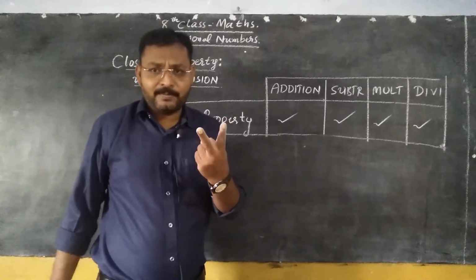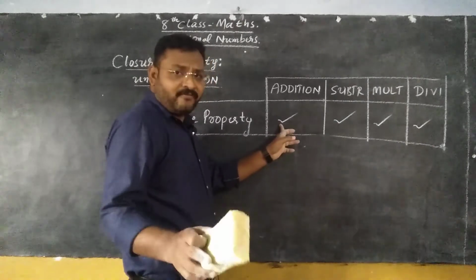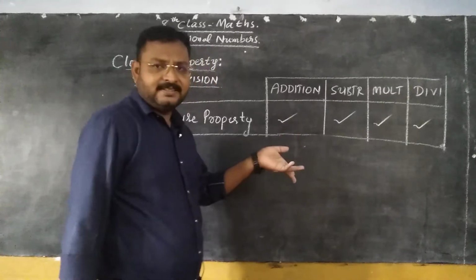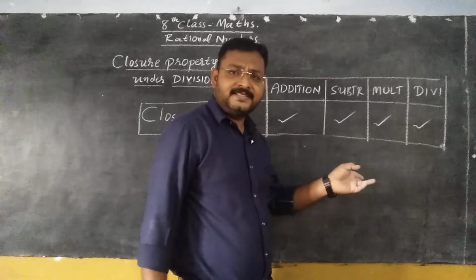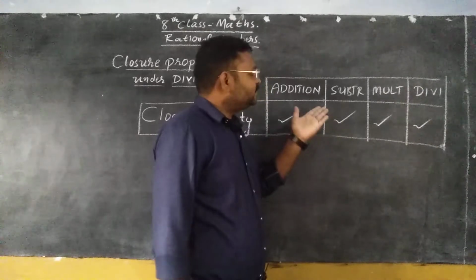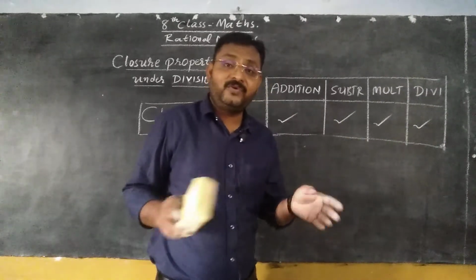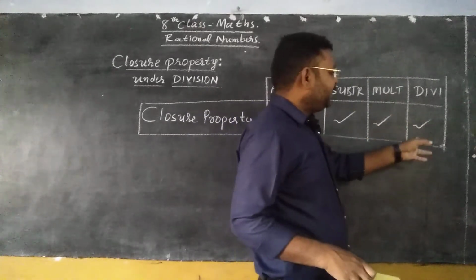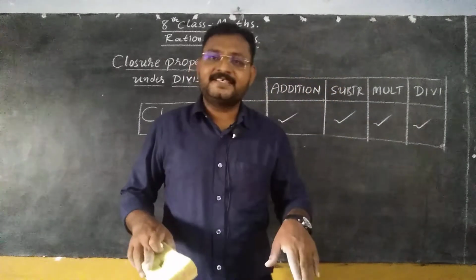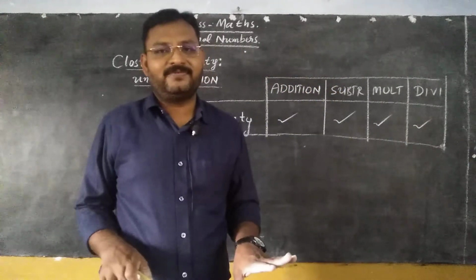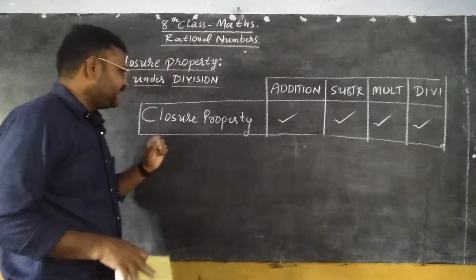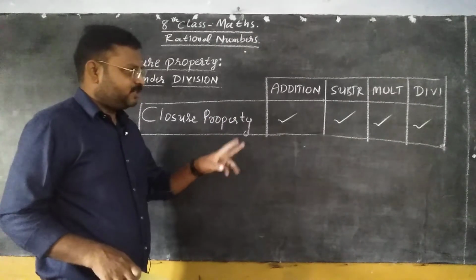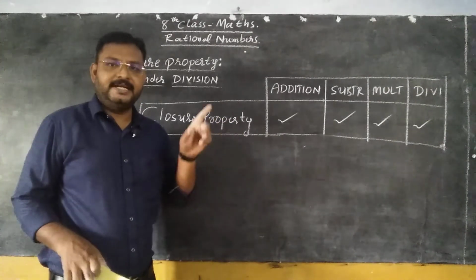Why are we giving right marks for addition, subtraction, multiplication and division? Because they are satisfied. In addition, children, the sum of two rational numbers is a rational number, so satisfied. Subtraction of two rational numbers is also a rational number, so satisfied. Multiplication of two rational numbers is also a rational number, so satisfied. Division of two rational numbers is also a rational number, so it is satisfied. So the table says that closure property is satisfied under addition, subtraction, multiplication and division.